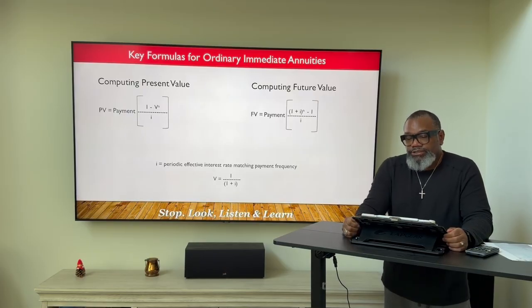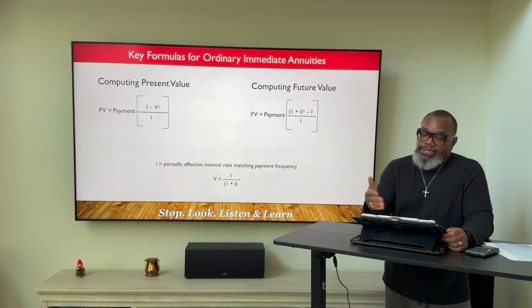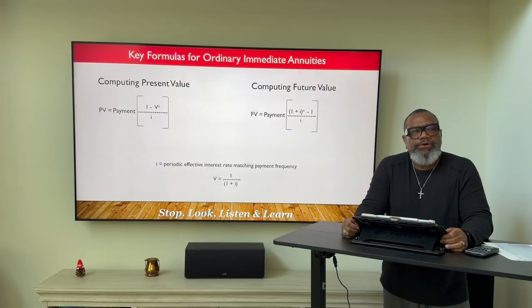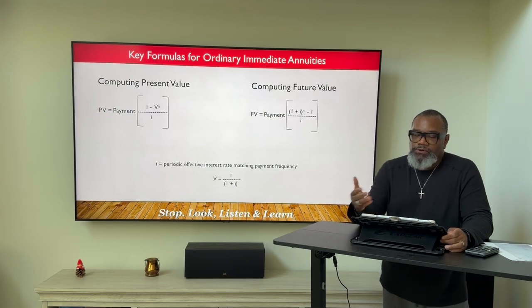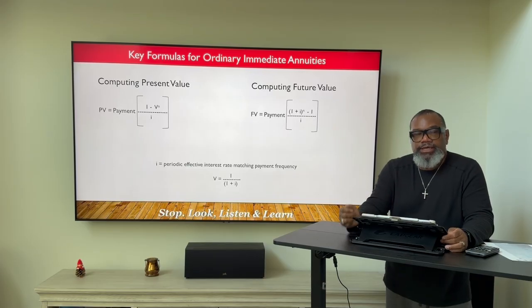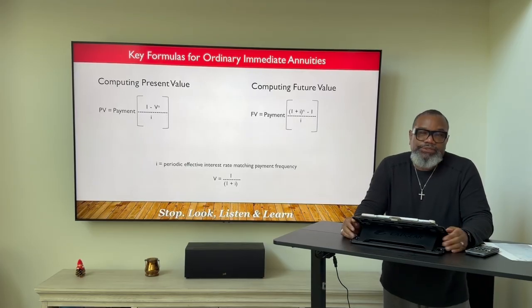And similarly, if you want to compute the future value of an ordinary annuity, then you take 1 plus the periodic interest rate, and you raise that to the number of payments that you have, and then you subtract 1 from that number, and then you divide that difference by the periodic effective interest rate, and that will give you the future value annuity factor, and then you multiply that future value annuity factor by the amount of the payment, and then that will tell you what the future value of that annuity will be.